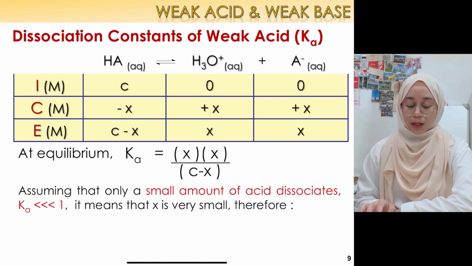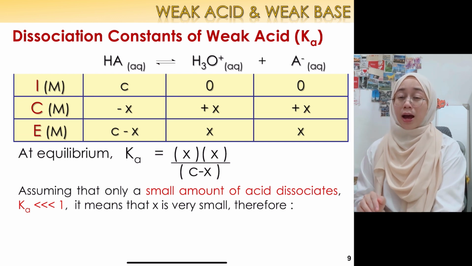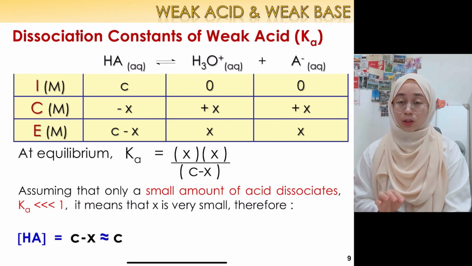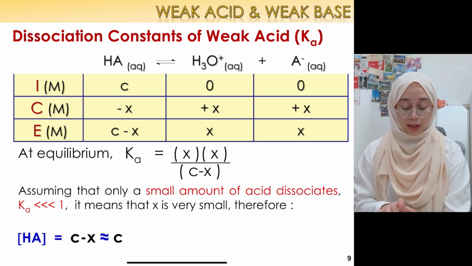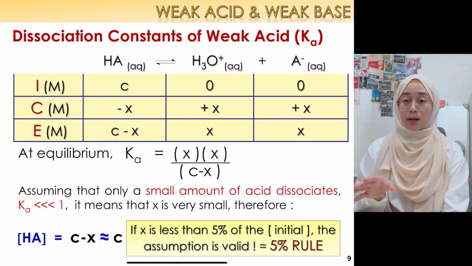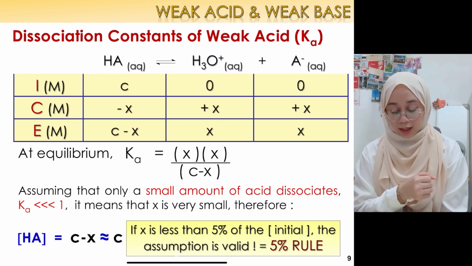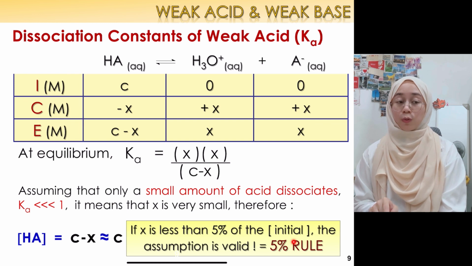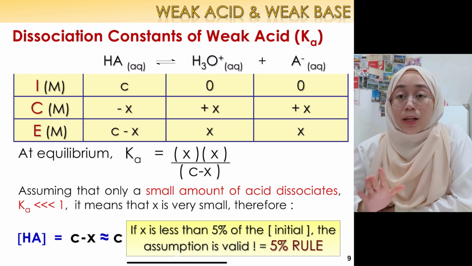Okay, so assuming that only a small amount of acid dissociates, meaning the Ka value is very small, less than 1, it means that X is very small. Therefore, we just assume that the C minus X below is equals to C actually. Okay, but there is a condition actually. We can only make this assumption if X is very small. Okay, so if X is less than 5% of the initial, the assumption is valid. So we have a 5% rule here. Later Miss will further explain this 5% rule, when we use it and when we don't use it.